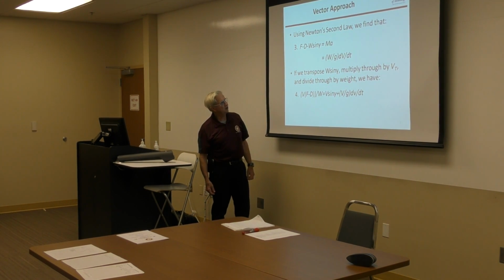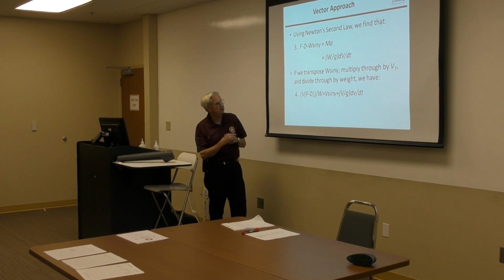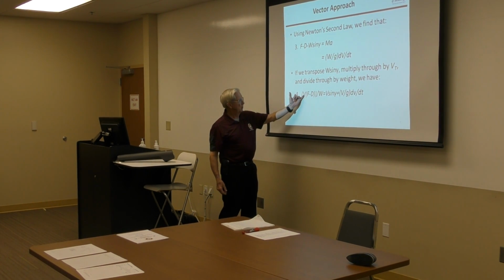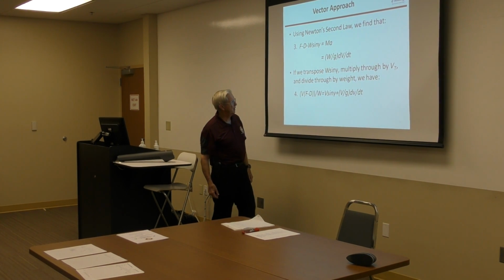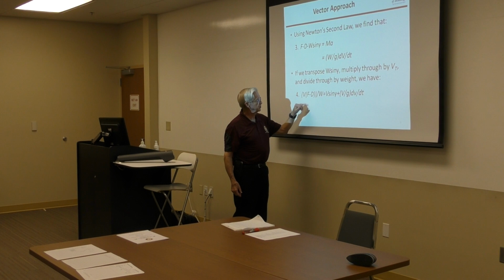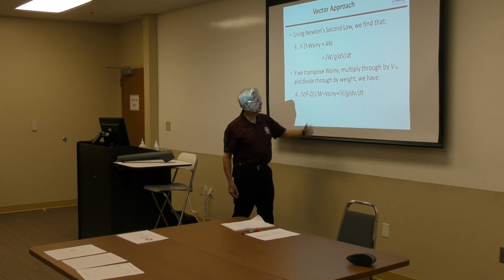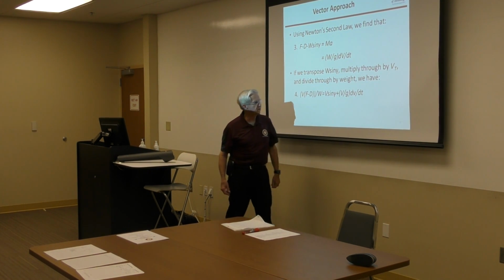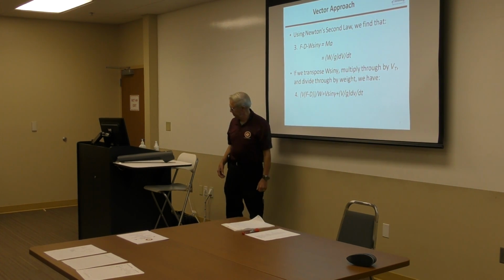And so if we transpose the weight times the sine and multiply through by the true airspeed, and divide through by the weight, we can rearrange this equation to look something like this, where we have the velocity times thrust minus drag, divided by the weight, and that's equal to this velocity times the sine of the flight path angle plus V over G times dV/dt.